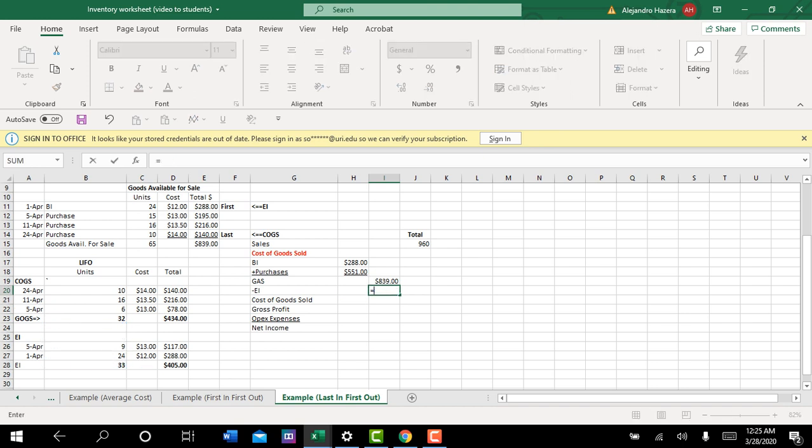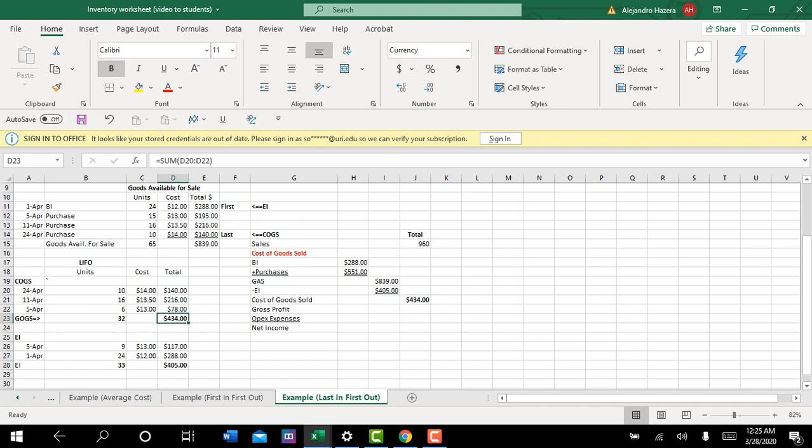Okay, and so our cost of goods sold is going to be goods available for sale, which is what you could have sold, less what you didn't sell, which is $405. So our cost of goods sold is $434, which, by the way, is also equal to that number right there. That number is equal to that number. All you're doing is taking that 839, splitting it: 434 to cost of goods sold and 405 to ending inventory, which are these 2 numbers right here.